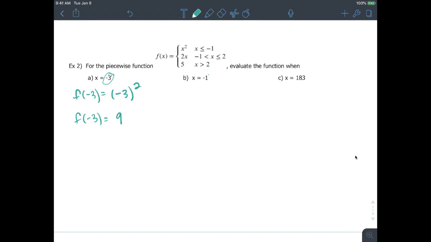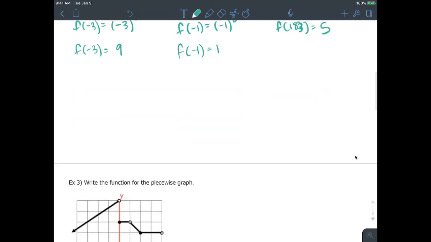So when I have x is equal to negative 1, which of these three functions has negative 1 in its domain? Well, the top one again. So because it has the equal sign, f of negative 1 is equal to negative 1 squared. F of negative 1 is equal to 1. All right, when x is equal to 183. So 183 is in the third function's domain. So f of 183 is equal to 5. It's constant there.